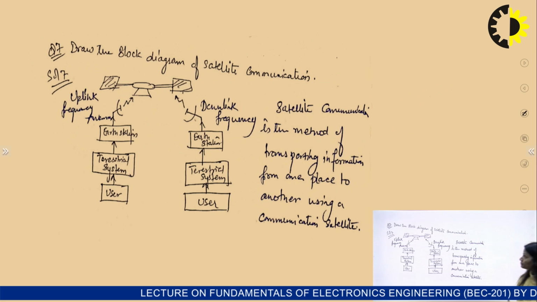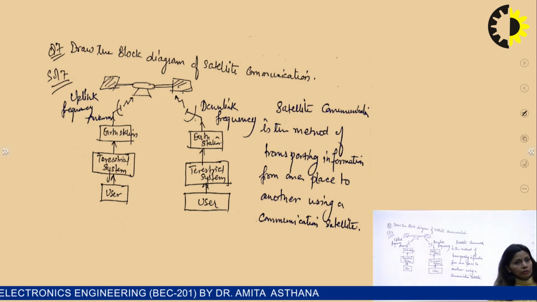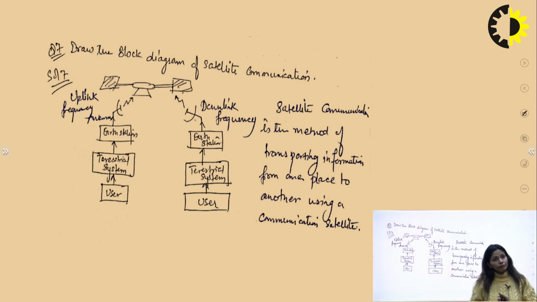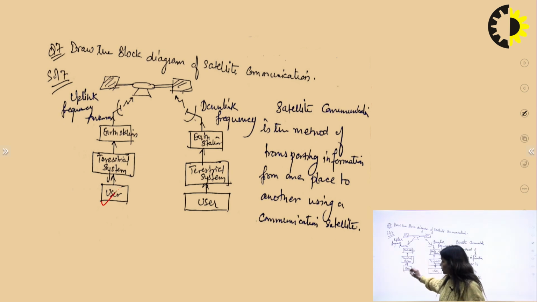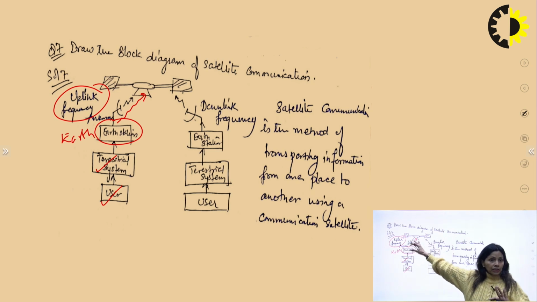Coming to the next question. Now they are saying draw the block diagram of satellite communication. Okay. Everybody knows, we have already studied the satellite communication block diagram. So what we do, we will just draw the block diagram and highlight some points. Okay. So we will draw the block diagram first. The block diagram goes from the user to the terrestrial system to the earth station. Okay. The earth station is sending signals to the satellite, and the frequency at which the earth station is sending the signals to the satellite is the uplink frequency, right?